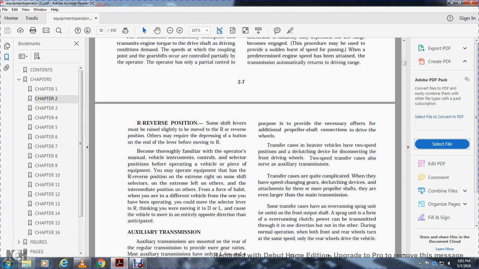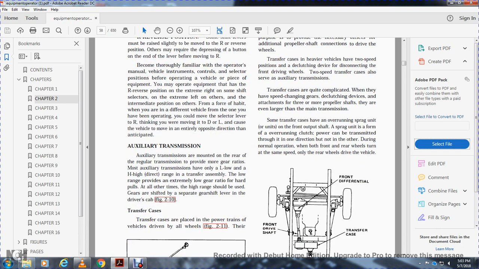The force of habit, when driving a different vehicle from the one you have been operating with the selector lever, may cause you to move the lever into reverse instead of low, with the vehicle moving in the direction entirely opposite to that anticipated.